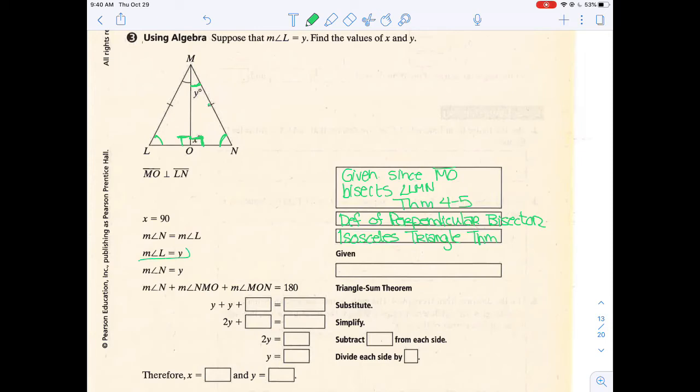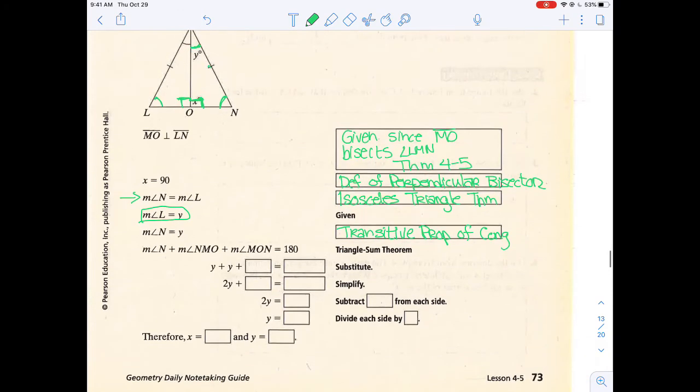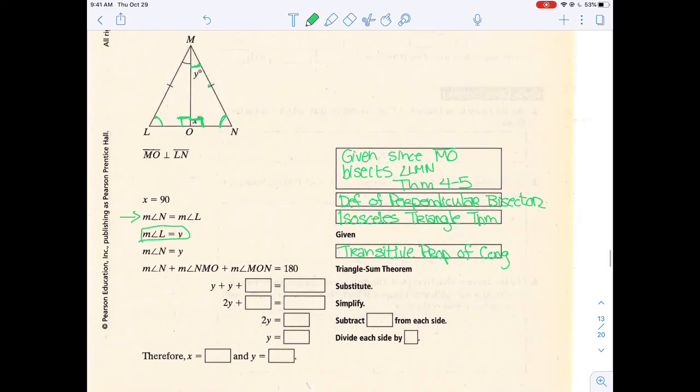We're given that the measure of angle L equals Y. Since N equals L, then we know N equals Y as well, and that's the transitive property again. So by the triangle angle sum theorem, if we add all of these up, it has to add up to 180. So we know that angle N is Y. We know angle NMO is Y. That one was labeled up here. And we know that angle MON is X, which is 90. And it all adds up to 180.